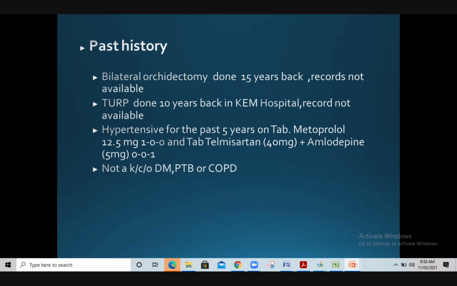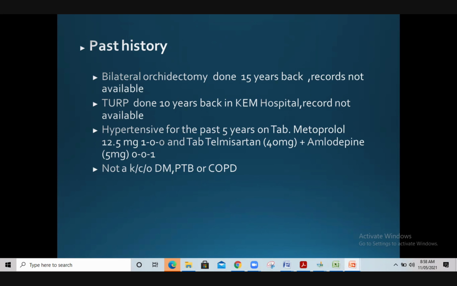Yes, ma'am. First, I would like to think in terms of a post TURP stricture, ma'am. Okay, post TURP stricture occurring after 10 years. TURP was done 10 years ago, and 1.5 years ago he has obstructive symptoms. But okay, I give it to you. Post TURP stricture. What else? CA prostate, ma'am. Okay, CA prostate.